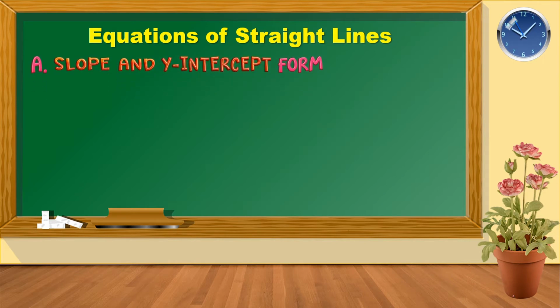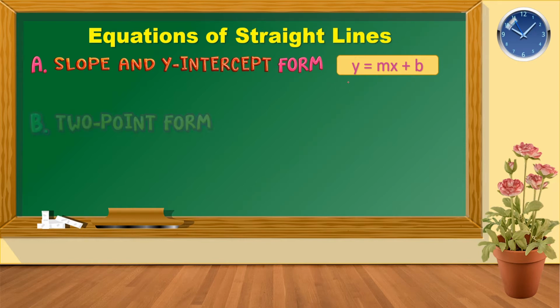The first one is the slope and y-intercept form. The formula here is y is equal to mx plus b. In our first pattern or our first formula, y is equal to mx plus b, we can use this pattern in writing the equation of a straight line or equation of a line if the given are m and b, or if the given are slope and y-intercept. That is why it is called slope and y-intercept form.